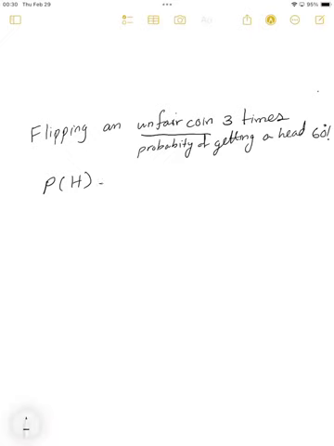So the probability of getting a head is 0.6. You said the coin is unfair, so the probability of getting a head is higher. Then the probability of not getting a head, that means the probability of getting a tail, that's the same thing, is 1 minus 0.6, which is 0.4.